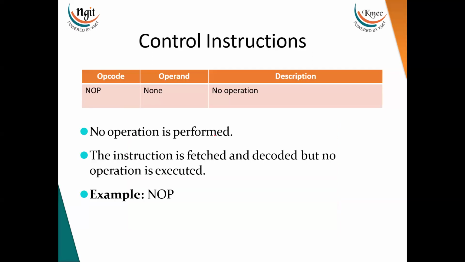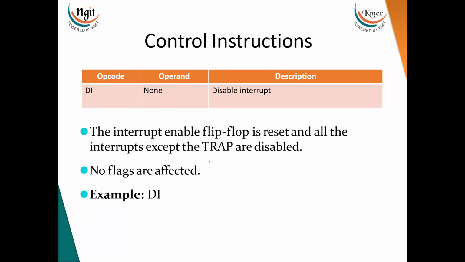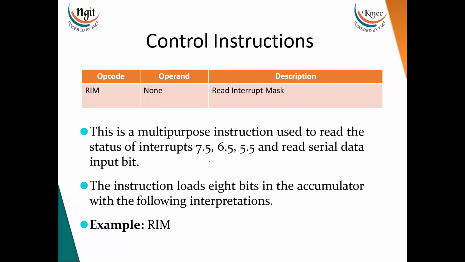Now coming to the control instructions. No operation means what? Whenever we need to provide some delay, at that time we will use NOP. With that one, the microprocessor will not do anything, so delay will be provided by using this. Halt means to end the program, to stop executing. DI means to disable the interrupt flag, and EI to enable the interrupt flag.